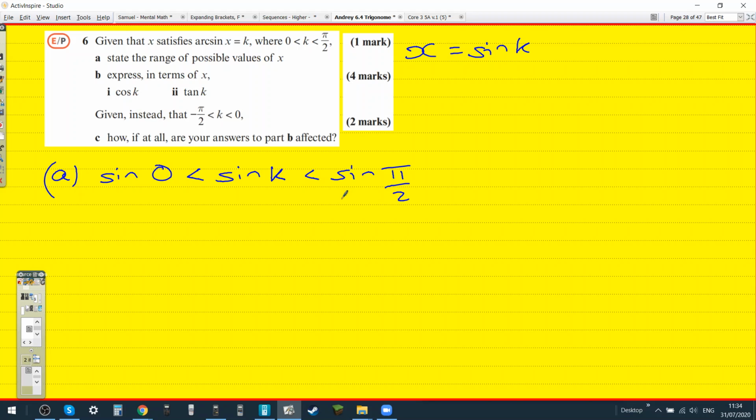And then express in terms of k. Hold on. You have to actually simplify these terms. So that will be 0 and 1. There we go. Yeah. B.